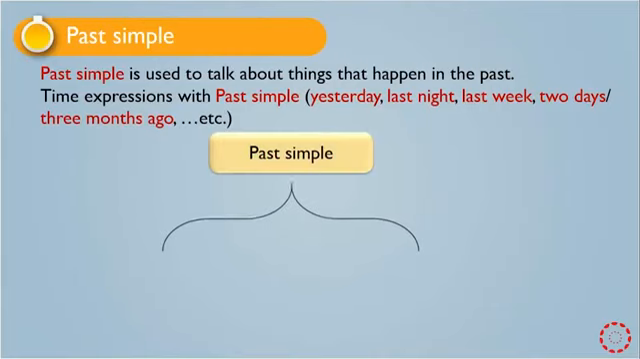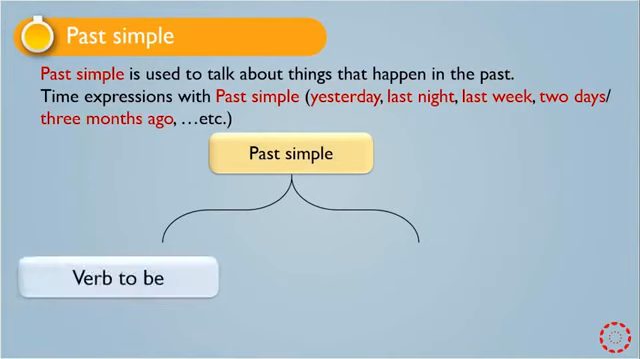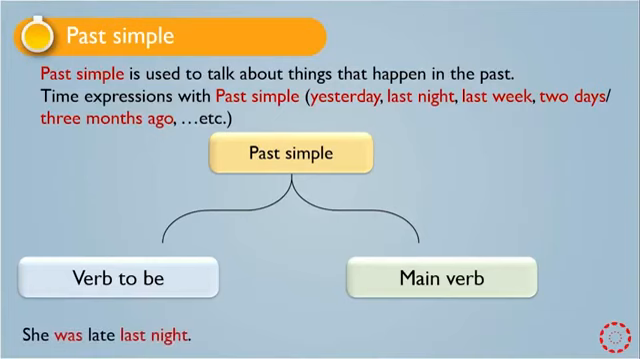In past simple, we have verb to be and main verb. Verb to be, just like she was late last night. Was is a verb to be. Main verb, he played football yesterday. Played is a main verb.